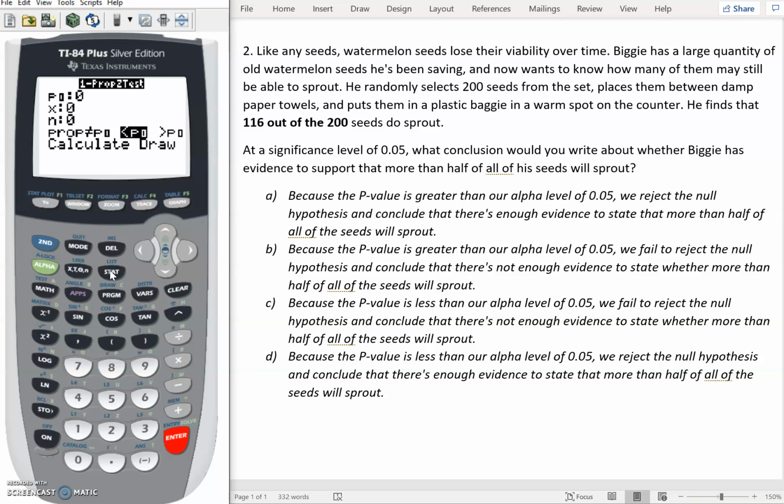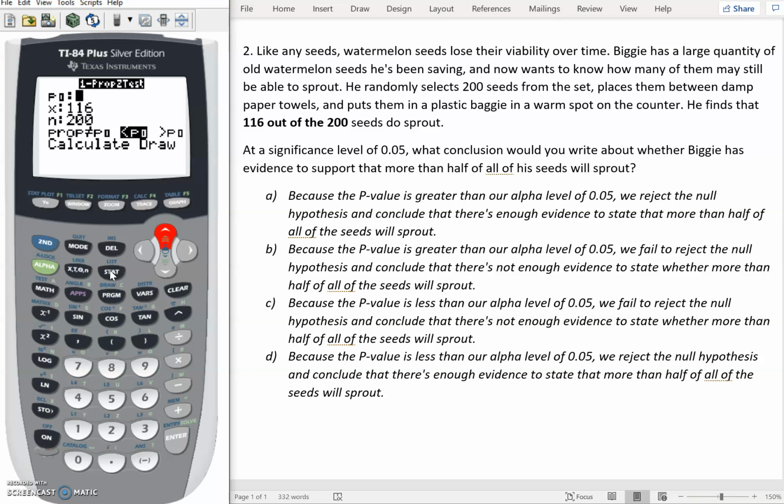So we basically just say, okay, well, what are our values here? I'll start with X and N, and I'll go back to P naught. So X is 116. How many successes did we have? So 116 sprouted out of N, or sample size of 200. So we just pop those in.